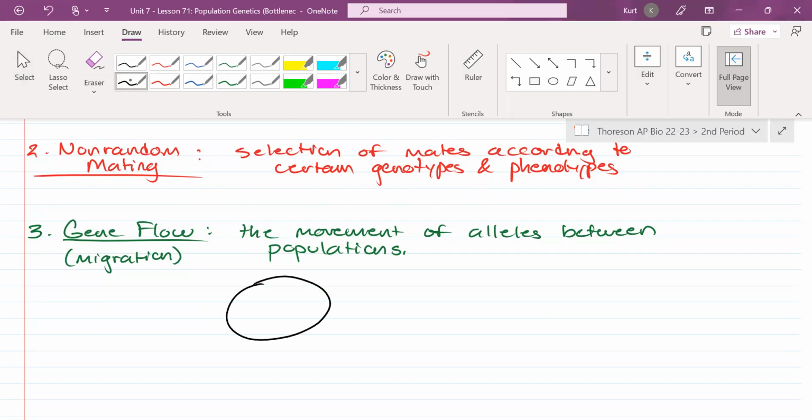So I have a little analogy for you guys. You don't need to draw this, but here's an island and there's nothing but blue parakeets. Here's an island over here. There's nothing but green parakeets. That's not green.